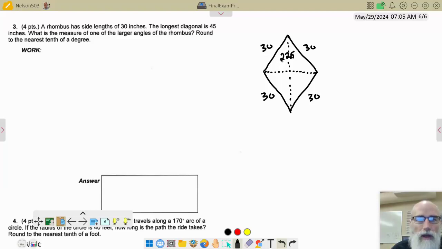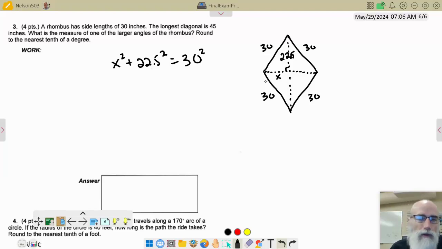Because now we can use the Pythagorean theorem to get this little length right down here. I'll call that x. So we've got x squared plus 22.5 squared is equal to 30 squared. How do I know that? Because it's a right angle. The diagonals are perpendicular bisectors of each other.